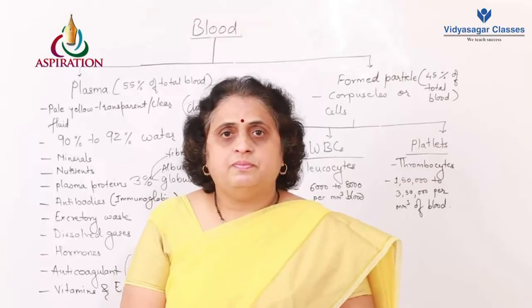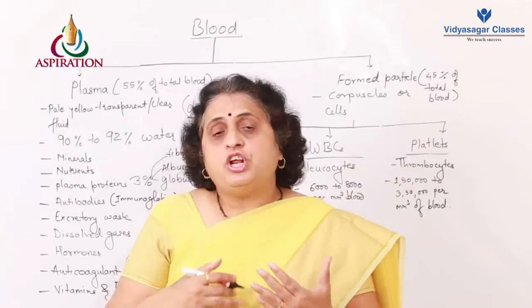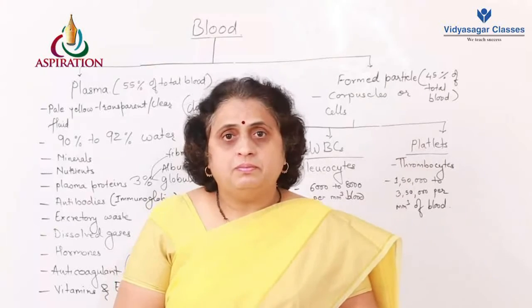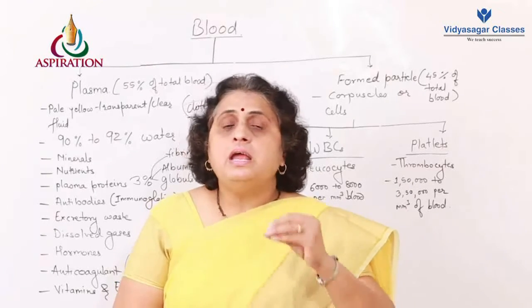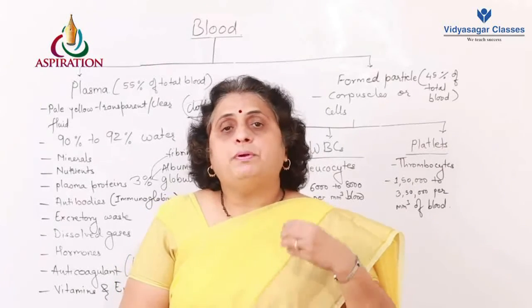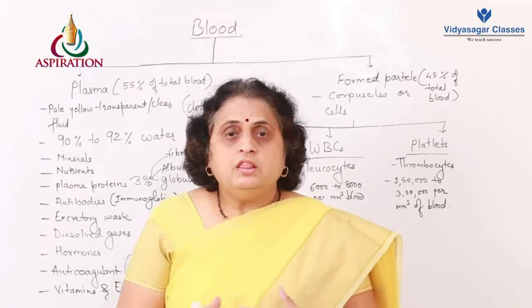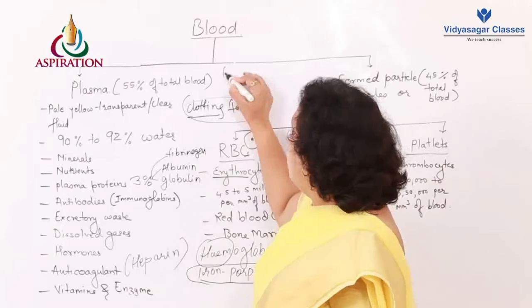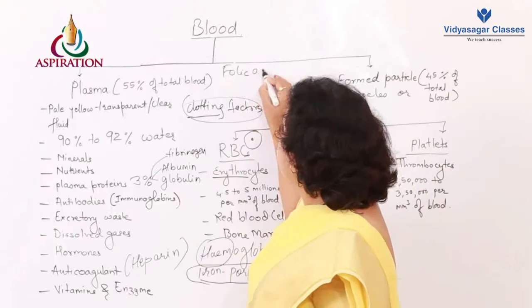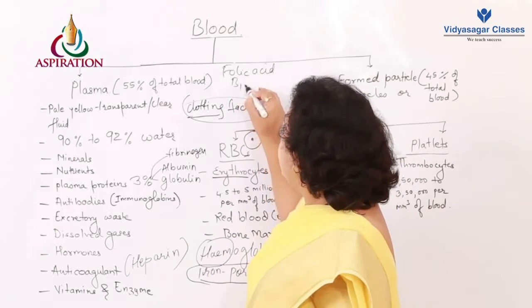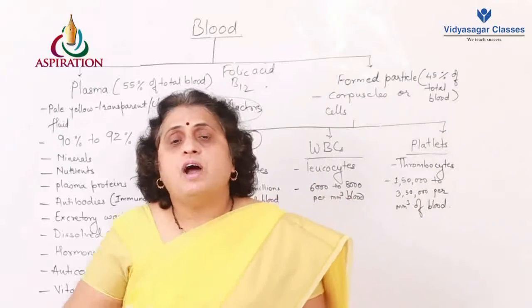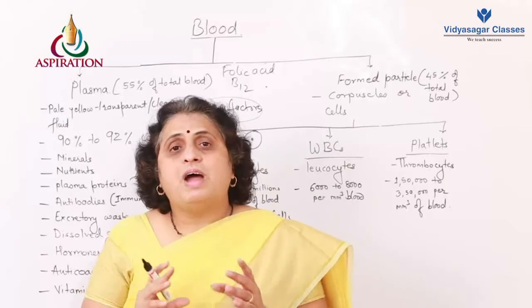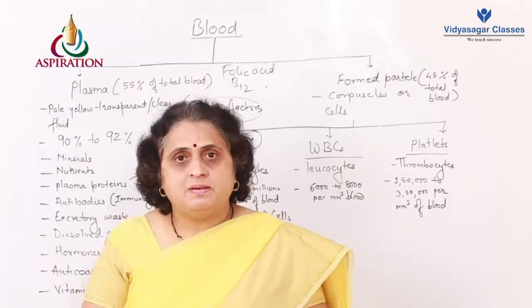But the maturation of the RBC is not under the control of erythropoietin. Erythropoietin is only required for the production of RBC. The maturation of the RBC is under the control of folic acid, vitamin B12, and the presence of iron in the body. All this contributes to the maturation of RBC.